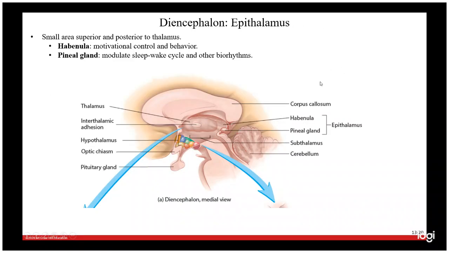All right, the epithalamus, you do need to know. Also the diencephalon, you do need to know. Motivational control and behavior happens in the habenula. And then the pineal gland, again, when we're talking about the sleep-wake cycle, there are some other biorhythms. We are not going to go into all of those as much as I would like to. I'm going to try to stay on track. The pineal gland monitors that, or helps modulate the sleep-wake cycle.